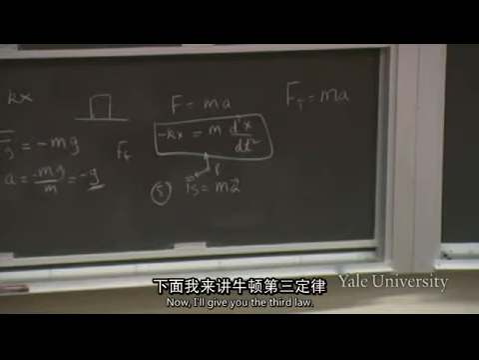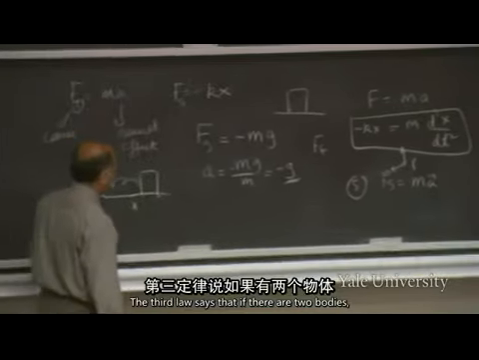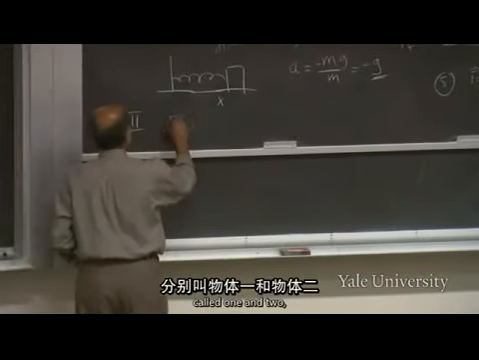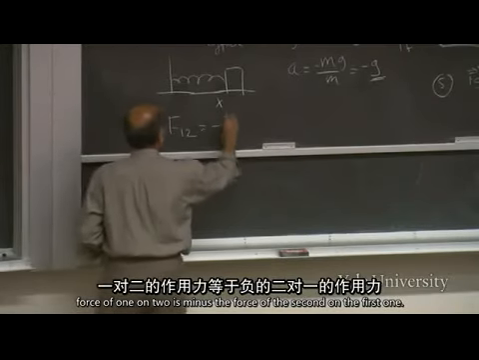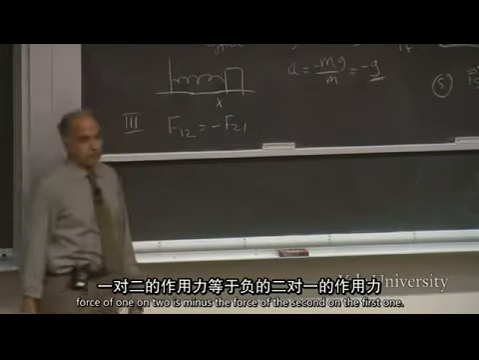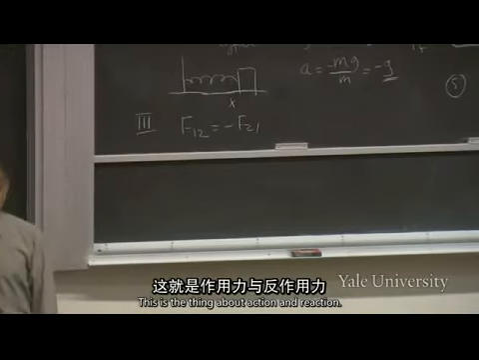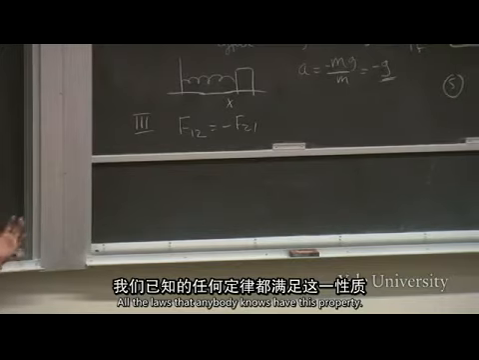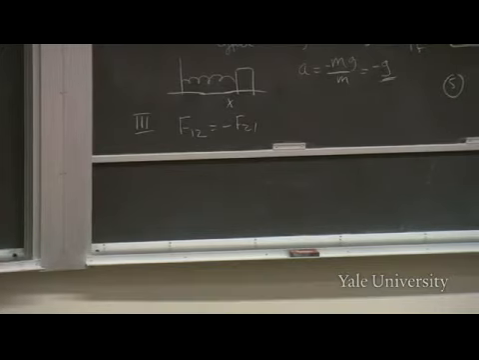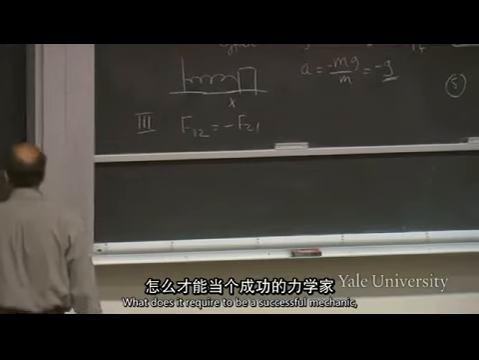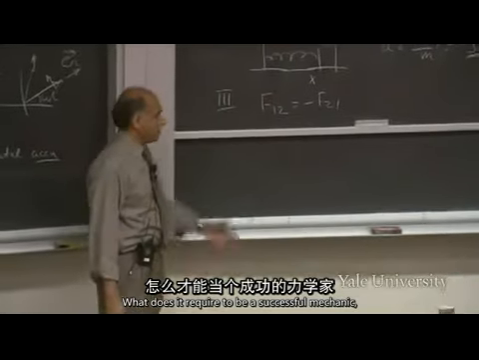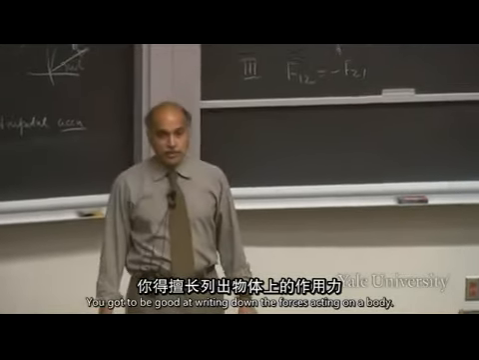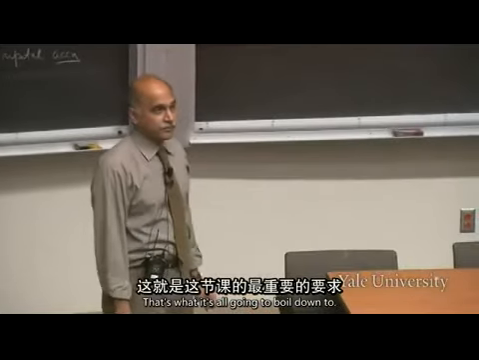Okay, now I'll give you the third law. The third law says that if there are two bodies, called 1 and 2, the force of 1 on 2 is minus the force of the second on the first one. This is the thing about action and reaction. And all the laws that anybody knows have this property. So what does it require to be a successful mechanic, to do all the mechanics problems? You've got to be good at writing down the forces acting on a body. That's what it's all going to boil down to.